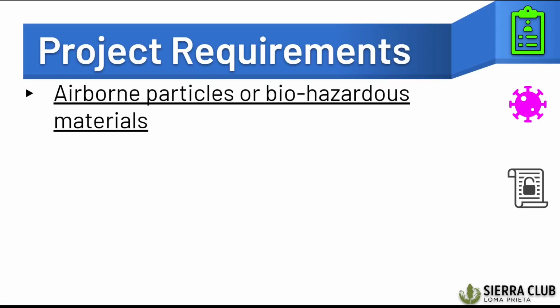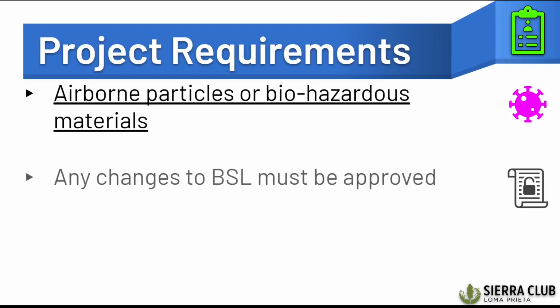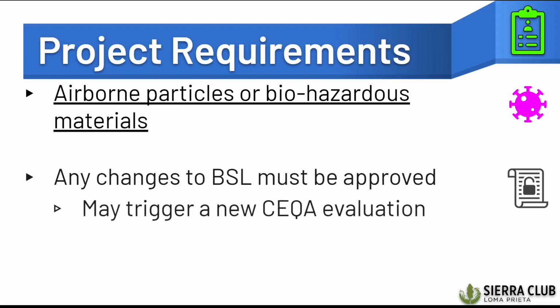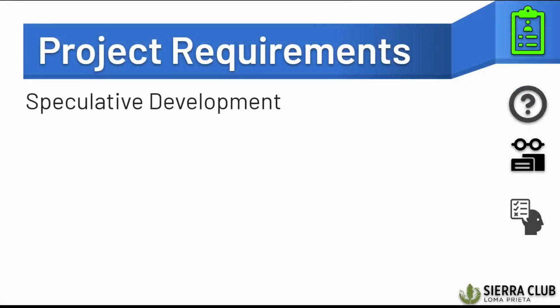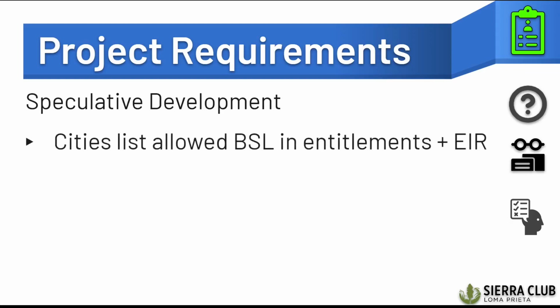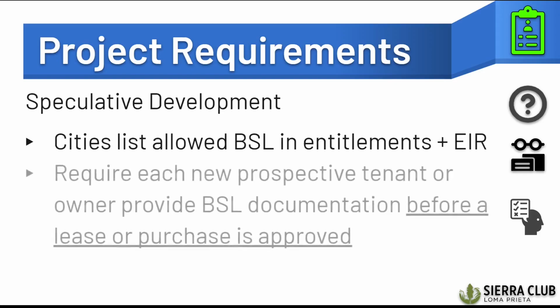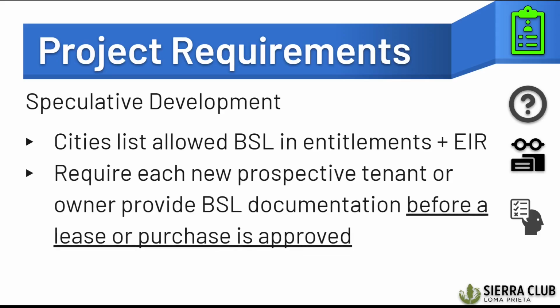Additionally, cities should adopt into their approval processes that any changes to the established biosafety level must first be approved by City Council and may trigger a new CEQA evaluation and must be updated in the development agreement. In the case of a speculative development, where the final tenants or buyers may not be known during the city entitlement process, require that developers include the allowed BSL in the initial entitlements and in the EIR. After entitlement, require each new tenant or owner provide all BSL documentation before a lease or purchase is approved to ensure compliance.